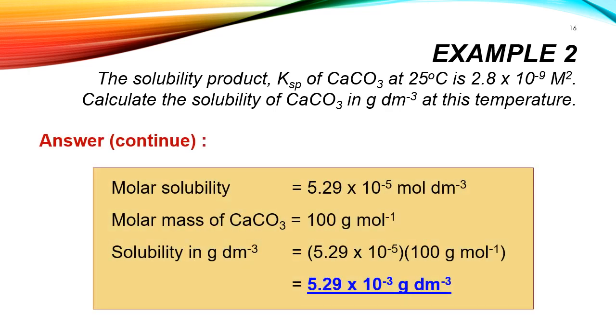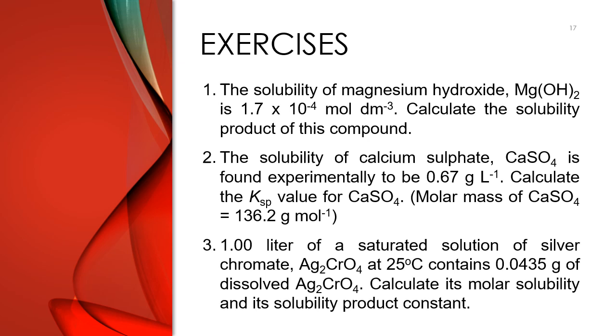The X value obtained from the calculations gives the molar solubility value of 5.29 × 10^-5 mole per dm cube. By calculating the molar mass of the calcium carbonate, we obtain 100 gram per mole. To determine the solubility in gram per dm cube, the molar solubility is multiplied by its molar mass. Thus, we obtain 5.29 × 10^-3 gram per dm cube. You can try to answer more exercises to improve your understanding.